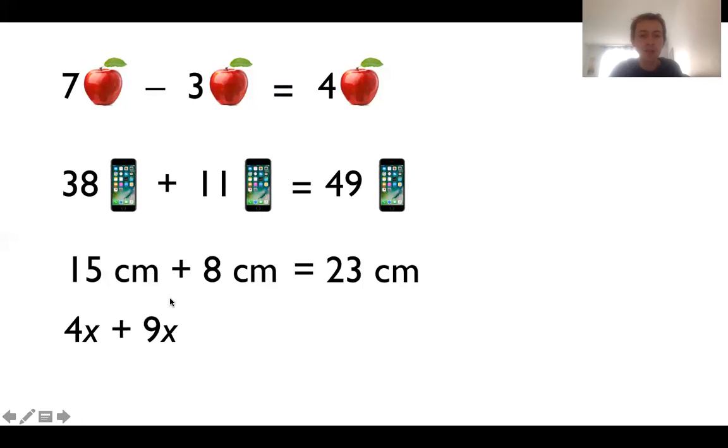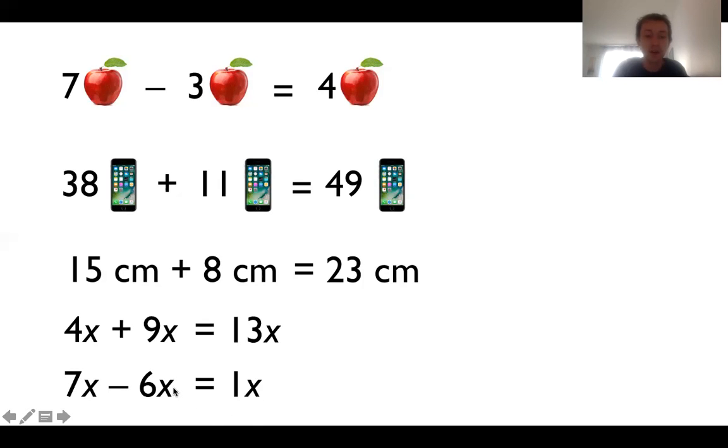Here, 4x plus 9x. You can pretend that the x is just like one of these little symbols, and we can simplify this. So 4x plus 9x is actually 13x. You need to know this because you are going to see things like this where you have to add up what we call like terms, just things that involve x's together. Or we could subtract them. 7x take away 6x is going to be 1x.